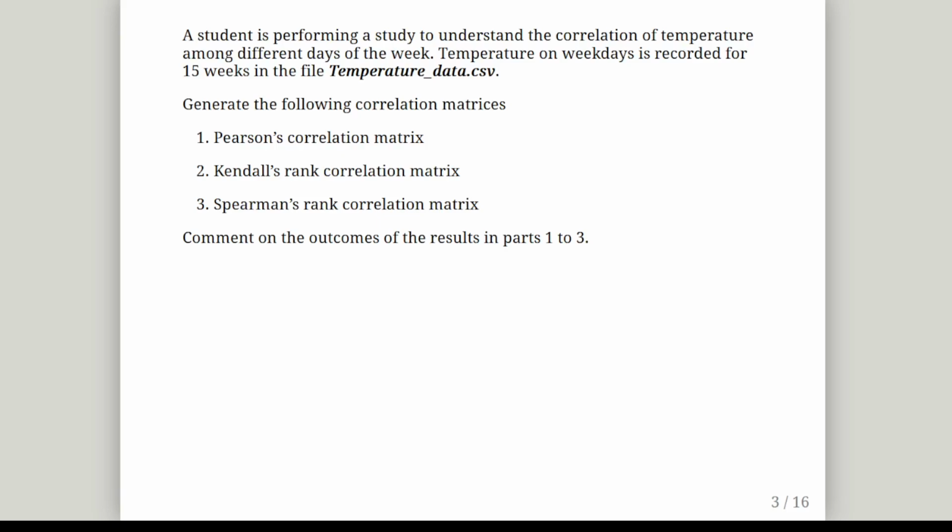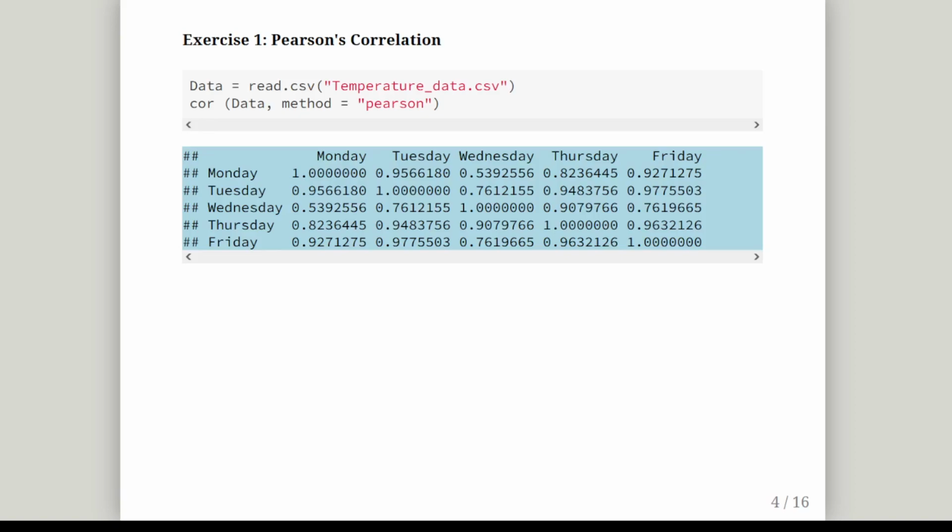Generate the following correlation matrices. Okay, the Pearson correlation matrix, the Kendall's rank correlation matrix, also known as Kendall's tau, and the Spearman rank correlation matrix. Comment on the outcomes of the results in parts 1 to 3. Now, this is actually straightforward enough.